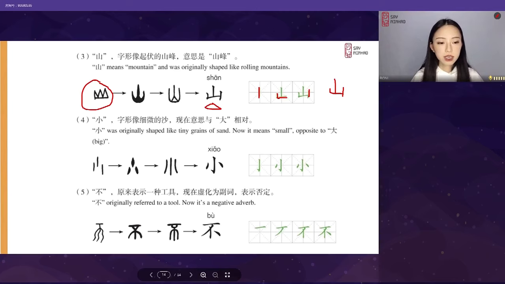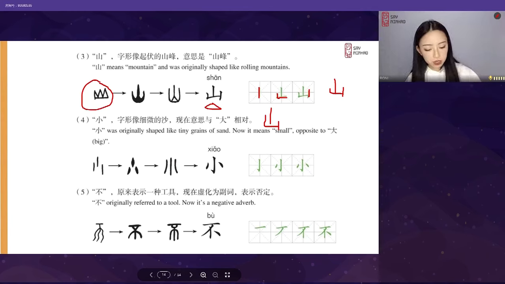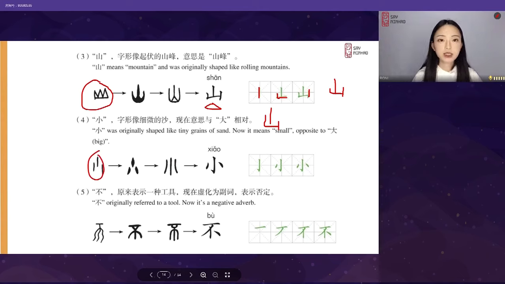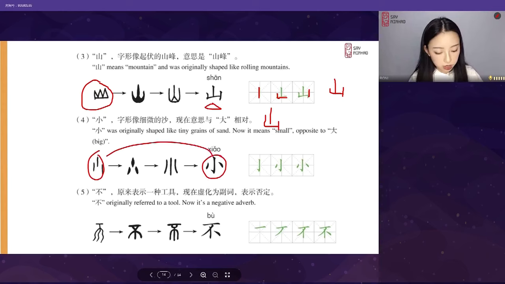Try to write it again. A vertical turning and then a vertical. Okay, next one is 小, which means small and little. In ancient times, it looked like this, like grains of sand. Now, in modern Chinese, it looks like this.